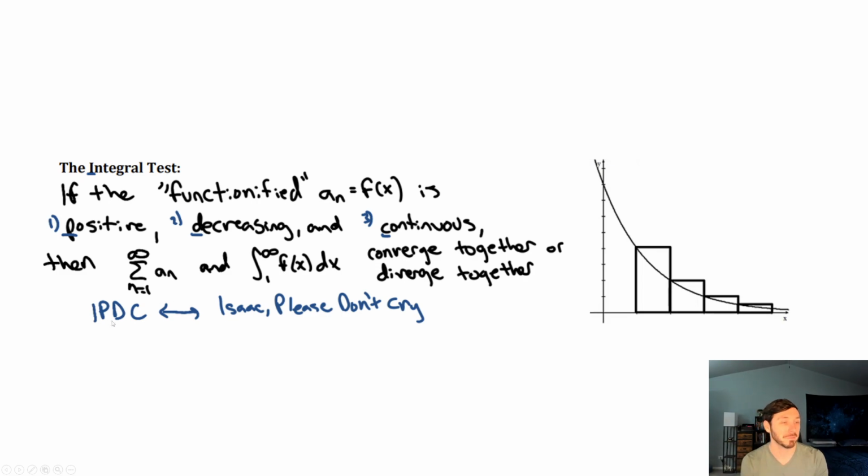So I have an acronym for that. Isaac, please don't cry. So you can use the integral test, I, if your function, after you functionify it, is positive, decreasing, and continuous. You are expected to state these on the AP exam if it's on the free response portion, so that's why we made a little acronym for it.